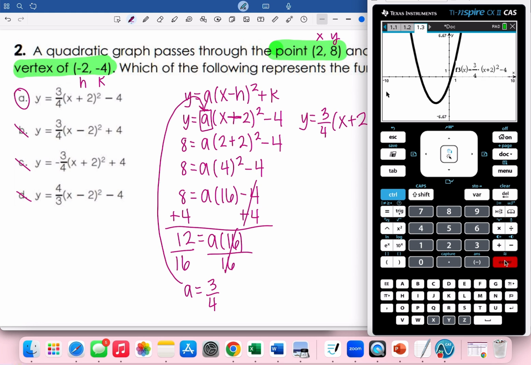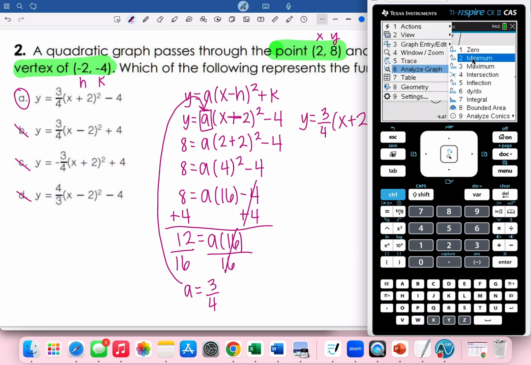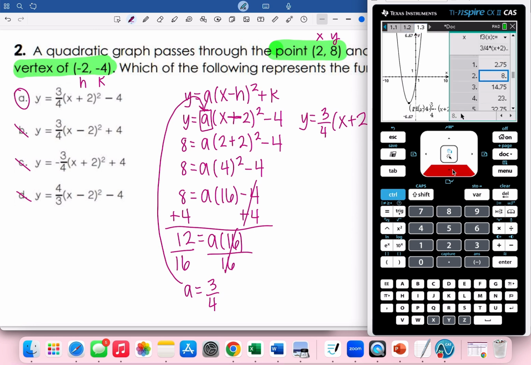So guys, what I'm going to do here is check to see if this graph contains the correct vertex and contains the point. So I'm going to check the vertex on the graph. Here, I notice that my vertex is my lowest point, so it is a minimum. I'm going to press menu 6-2. Place that dash line on the left side, press enter, scroll over. I see that the vertex is correct. Then to check the point, I'm going to press Control T. And I see that I have the point (2, 8). So I see that it goes through the vertex and it has the correct point. So my answer is A.